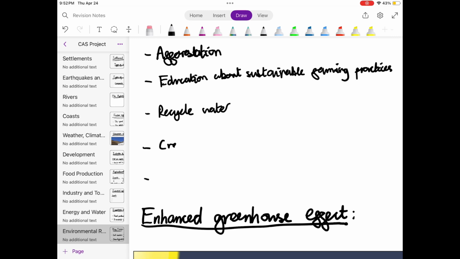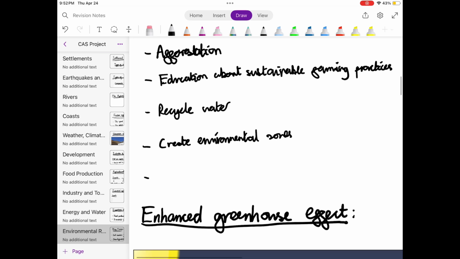Next is to create environmental zones, and by this governments may create zones in which the environment can't be altered, and this can help to maintain healthy ecosystems and can also preserve habitat and biodiversity. Next is to rotate grazing land, and this can lead to less overgrazing, and therefore there'll be less soil erosion.